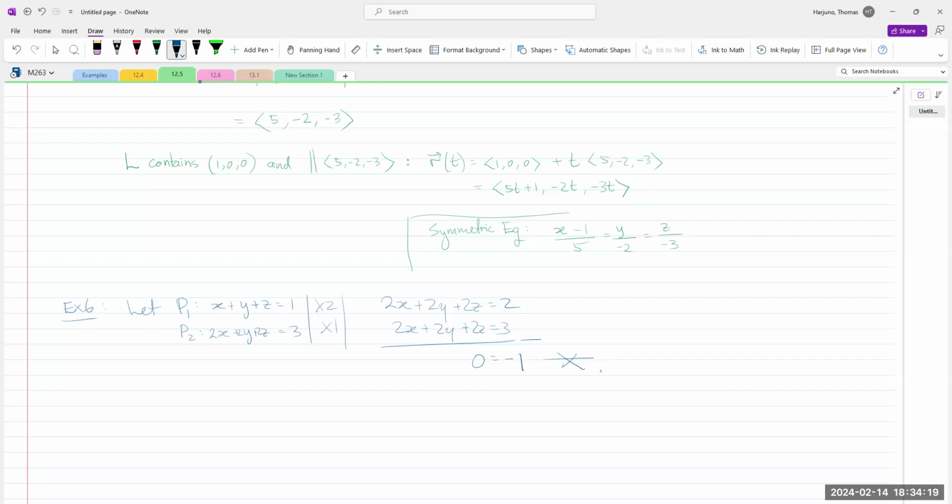Okay, so from here we see that n1, which is (1, 1, 1), and n2, which is (2, 2, 2), are parallel. But P1 intersect P2 is the empty set. So P1 is parallel to P2. That's on the easy side.